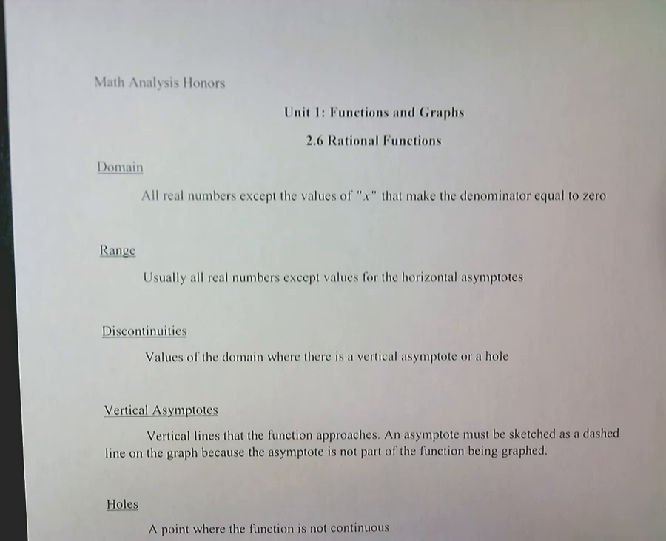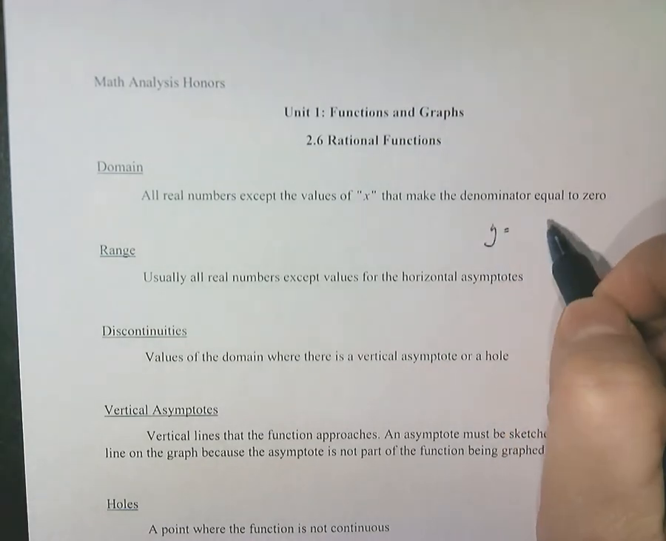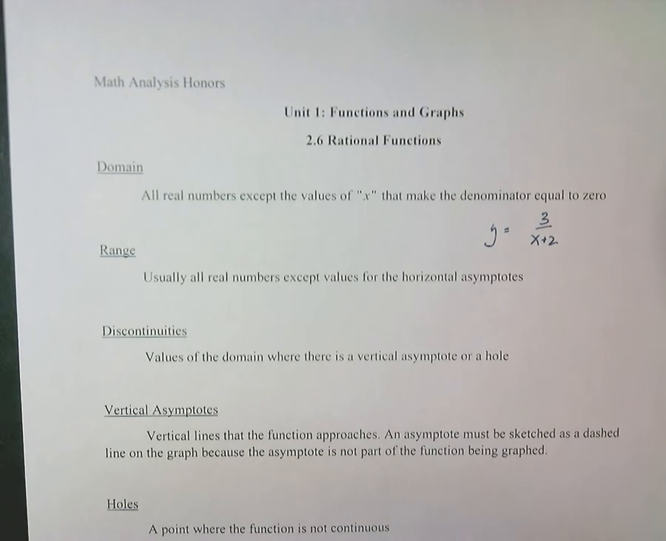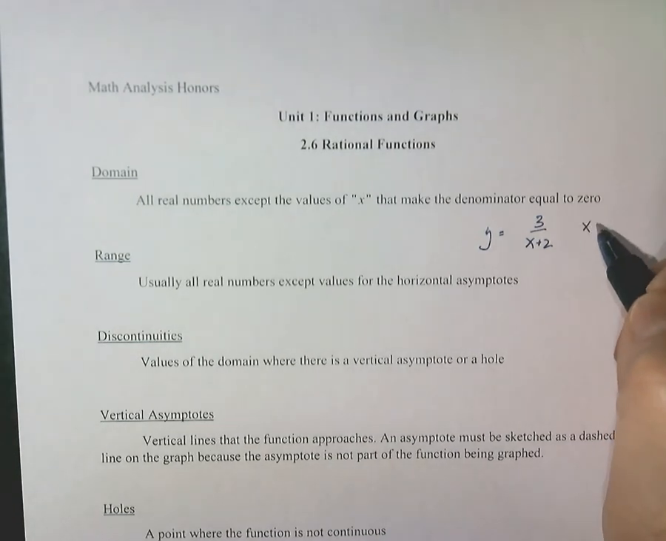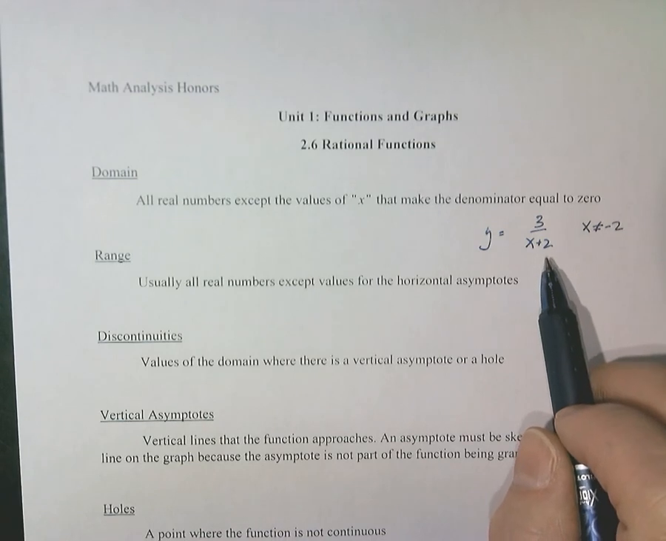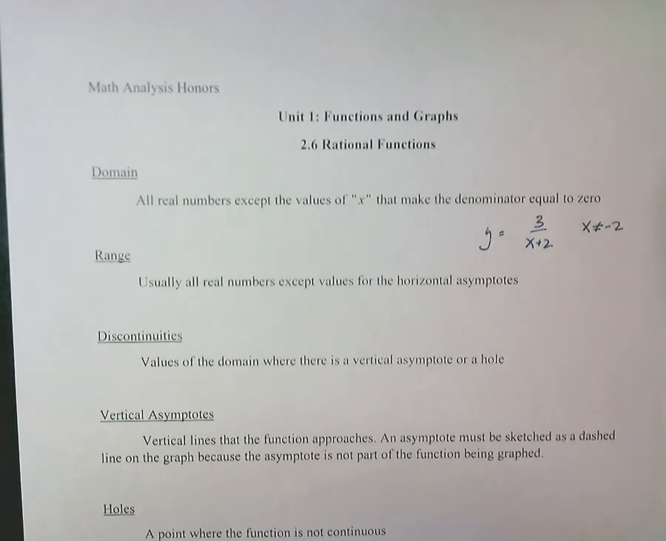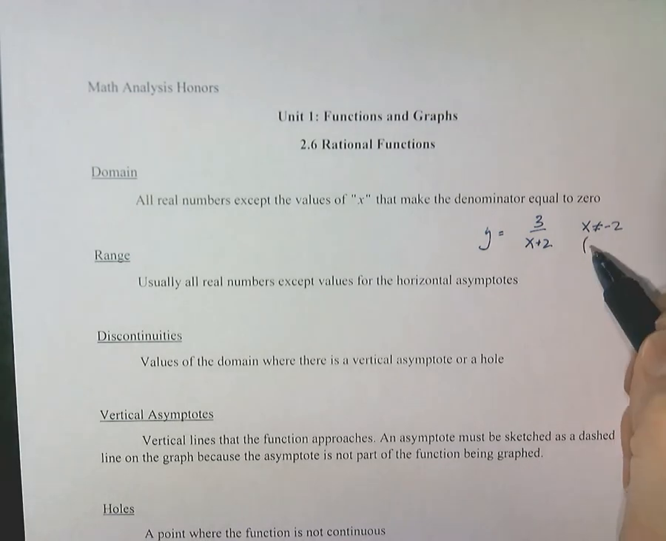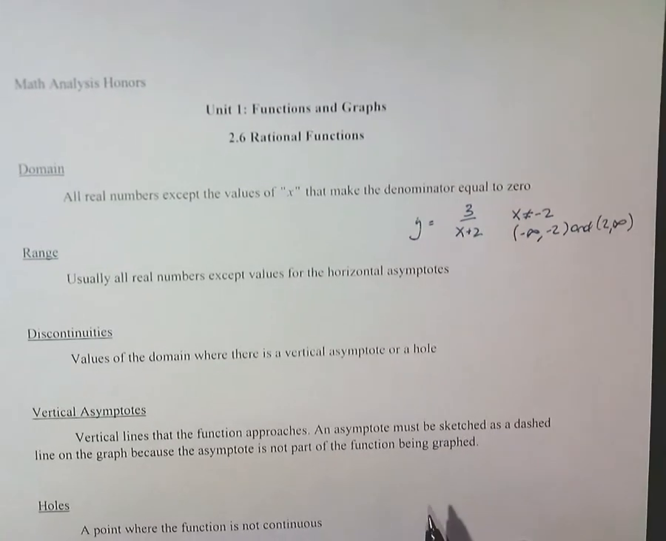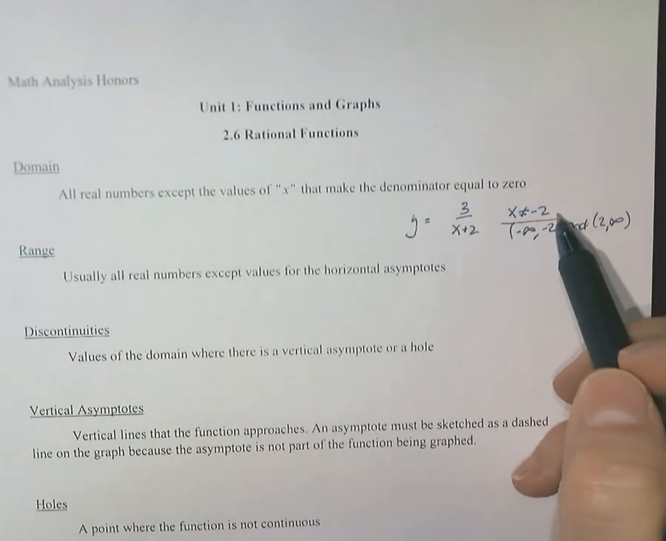So the domain, and it's going to look better when I give you examples. The domain of all rational functions is going to be all real numbers except what makes the denominator equal to 0. So I'm going to use the same function throughout this whole thing. If I had y equals 3 over x plus 2, the domain is going to be all real numbers except negative 2. Because if I put a negative 2 in for x, it's going to make it equal to 0. If you want to use interval notation, you may. It goes from negative infinity to negative 2, and then negative 2 to infinity. I tend to use this notation.